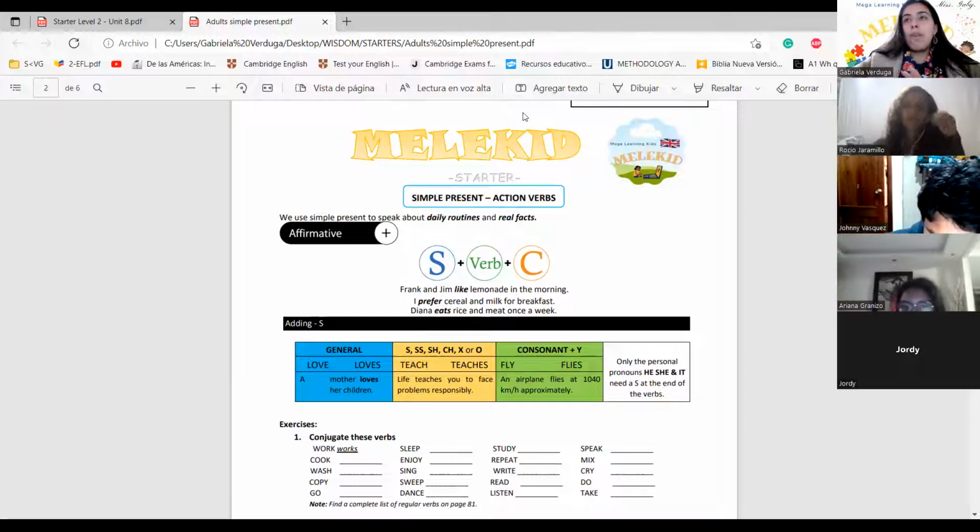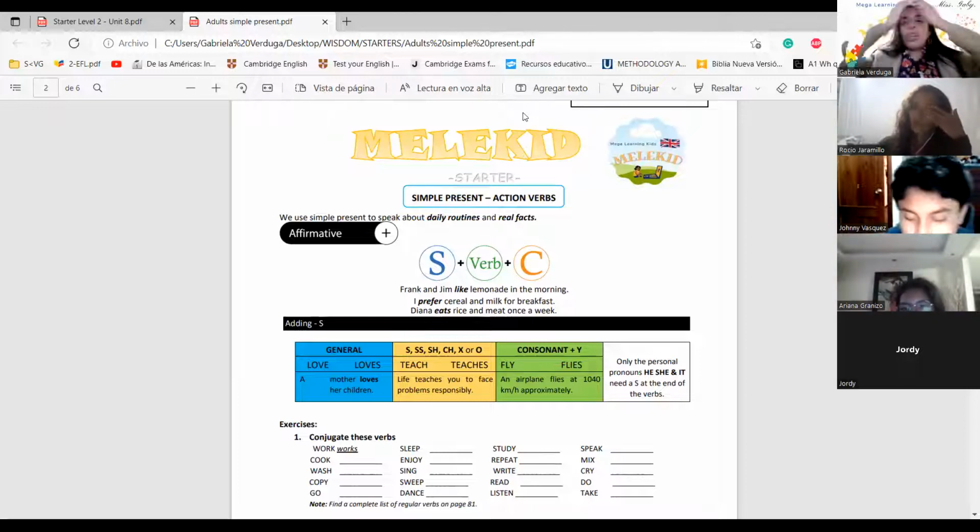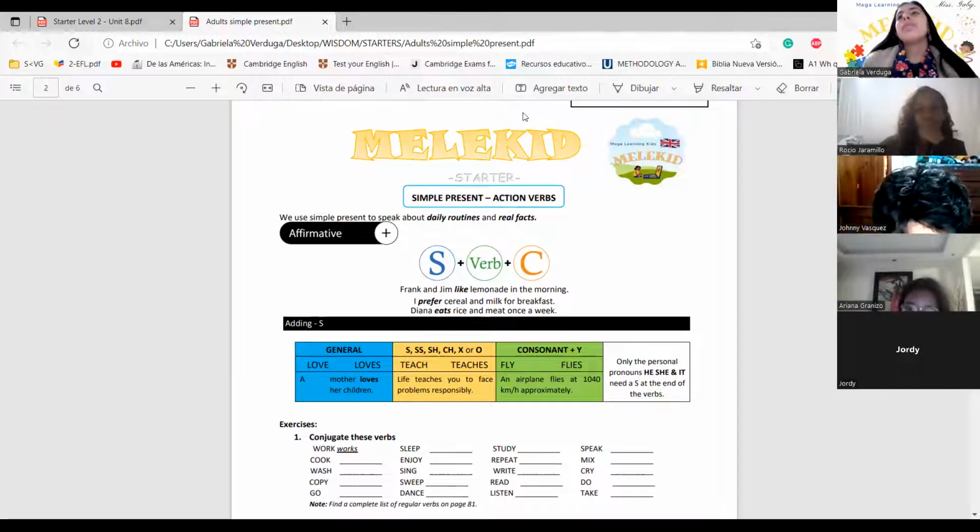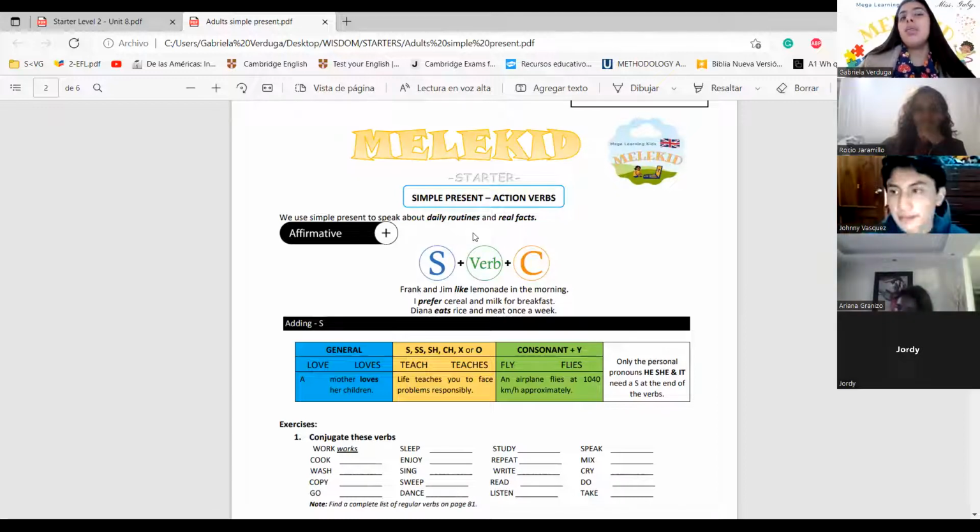Yes. Love, this is another one. So there are some verbs that are non-action verbs. But actually we have to review only action verbs, which are activities that you do. And as I told you, we use simple present to speak about daily routines and real facts. For example, if I say my name is Gabriela, that's a real fact. And remember, as I told you, subject, verb, and complement.